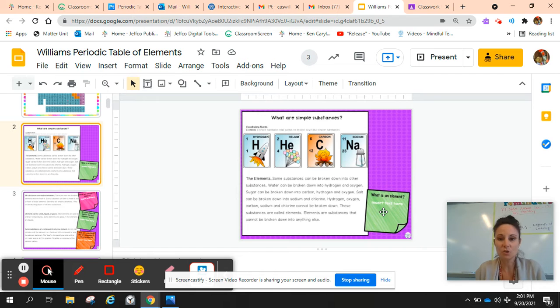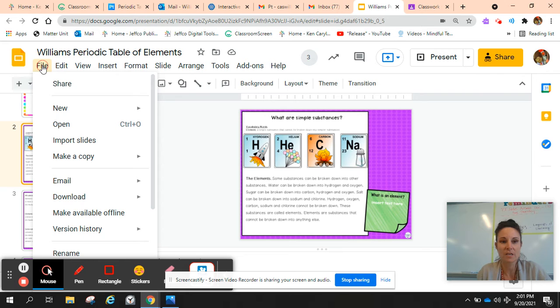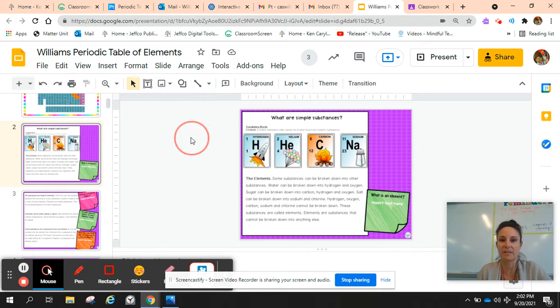If you would like to write on the slides or answer anything or take notes on them, all you have to do is go up to the File tab in the upper left, and you can click Make a Copy. You can copy the entire presentation or selected slides, and once you have a copy, you'll be able to highlight on it or type on it, anything like that, you should.